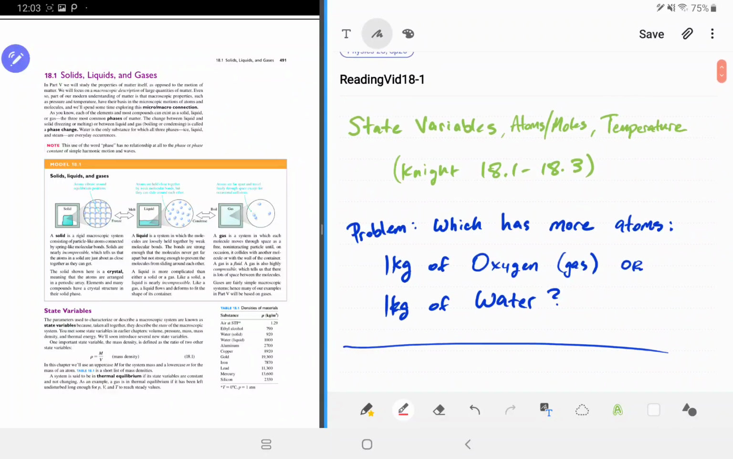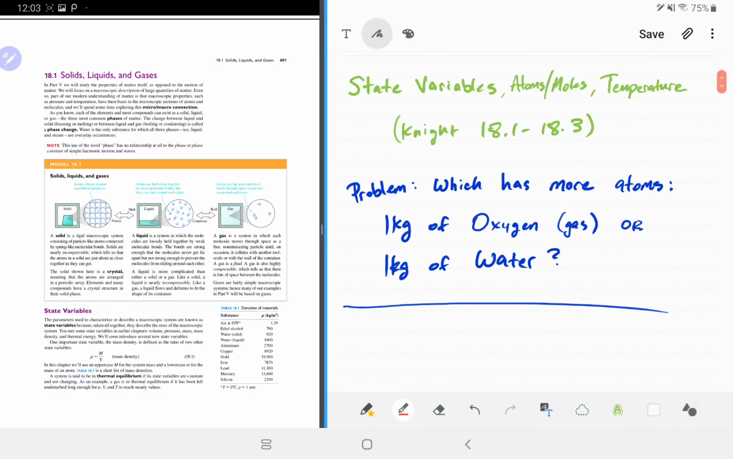The question we want to answer here eventually is, which has more atoms, 1 kilogram of oxygen or 1 kilogram of water? In order to answer something like this, we're going to need to be able to talk about how mass relates to number of atoms. So we'll need to look a little bit at the periodic table. So that's this atoms versus moles part of today.